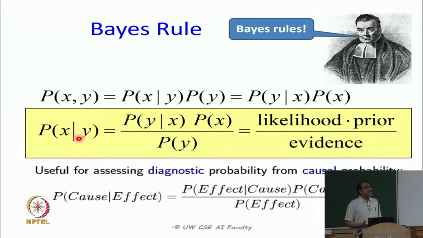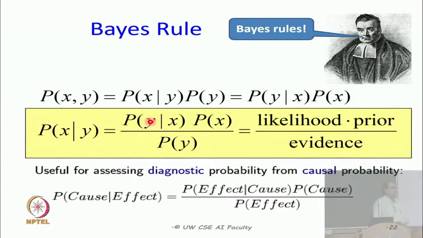Now, when does Bayes' rule become important? Bayes' rule becomes important because it is easy sometimes to compute the probability distribution in one direction, conditional, but difficult in the other direction. So, we are saying that x given y can be represented in terms of y given x. And typically, when we have to compute cause given effect, we find it easier to compute effect given cause.